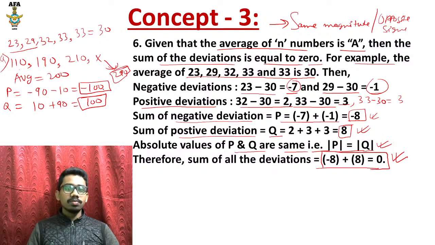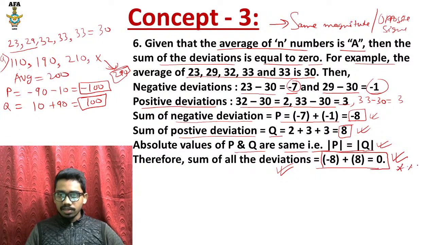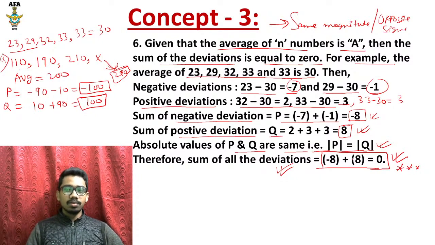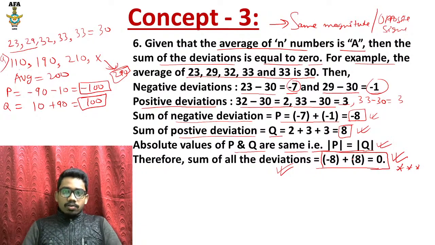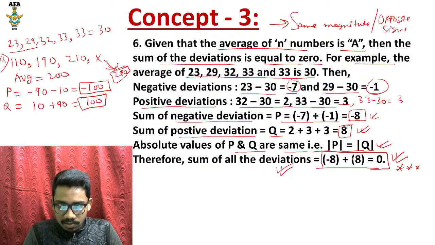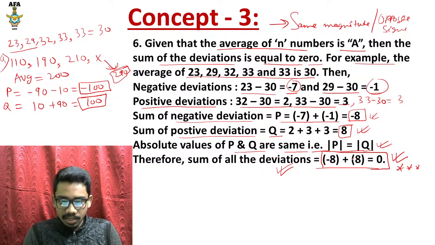So this is the use of this concept. By applying this concept, we can easily crack the question. Therefore, sum of all the deviation is 0. Just remember this thing. Sum of all the deviation is 0. I hope this one is clear. This question is also clear and this example is also clear. Okay guys.